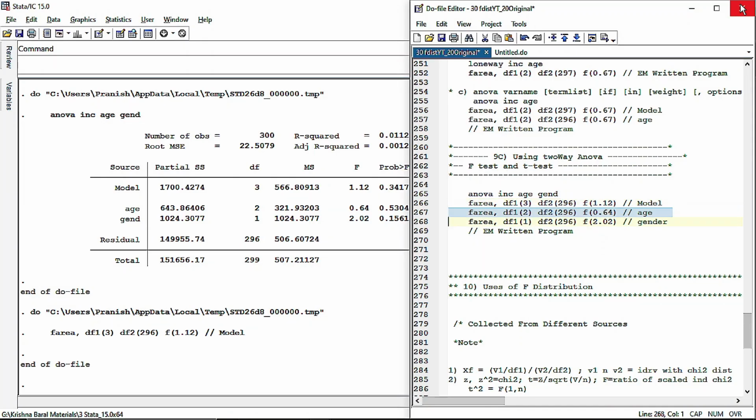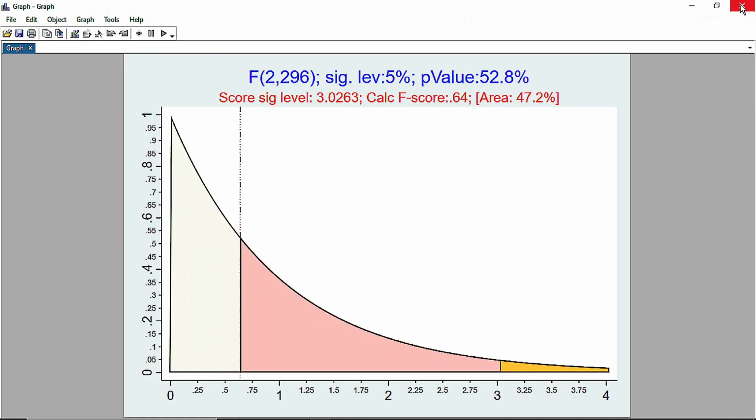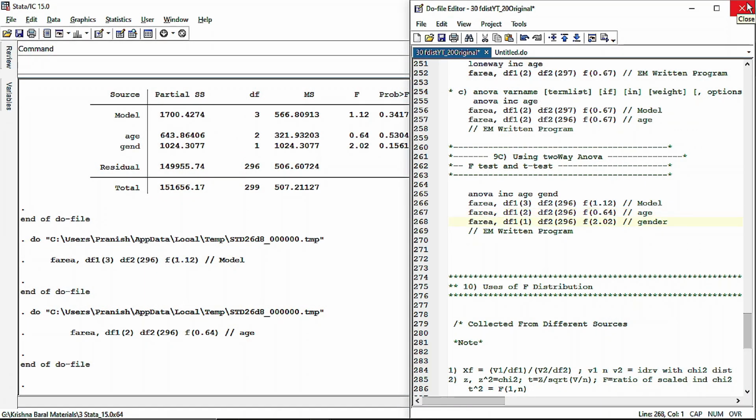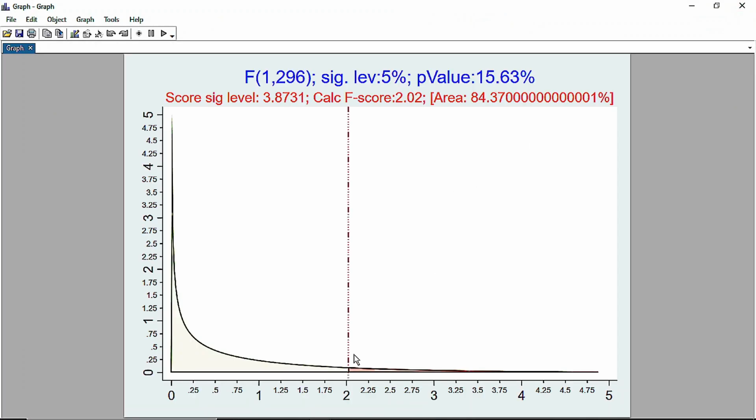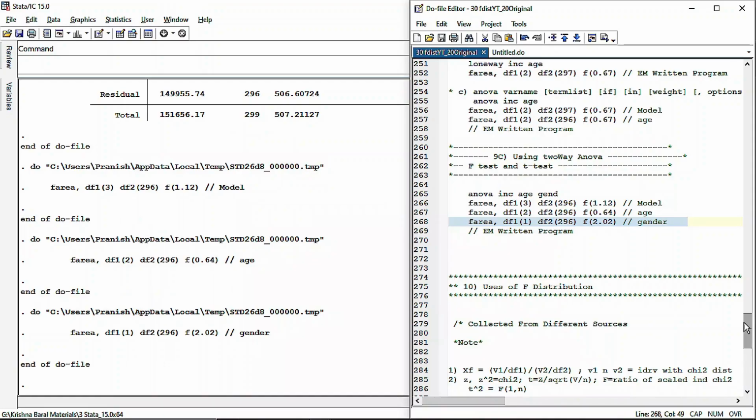And for the variable age, we get a similar kind of analysis or result. We fail to reject the null, and for the variable gender, we get a similar kind of result. We fail to reject the null. Graphically, it is not clear, but if we compare the p-value with the significance level, it is clear. P-value is quite greater than the significance level. That is why we fail to reject the null.